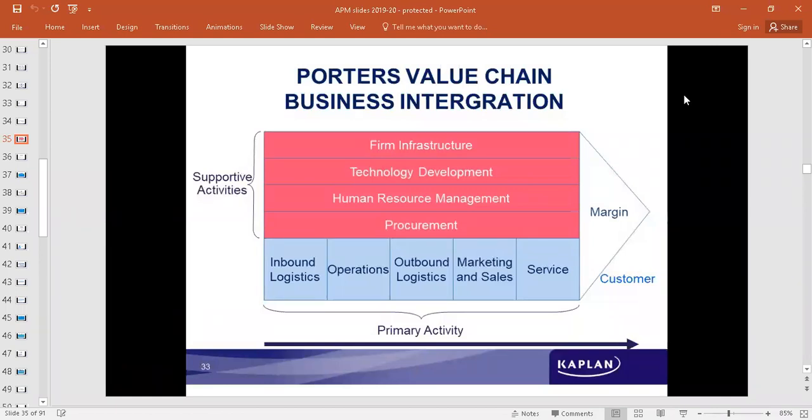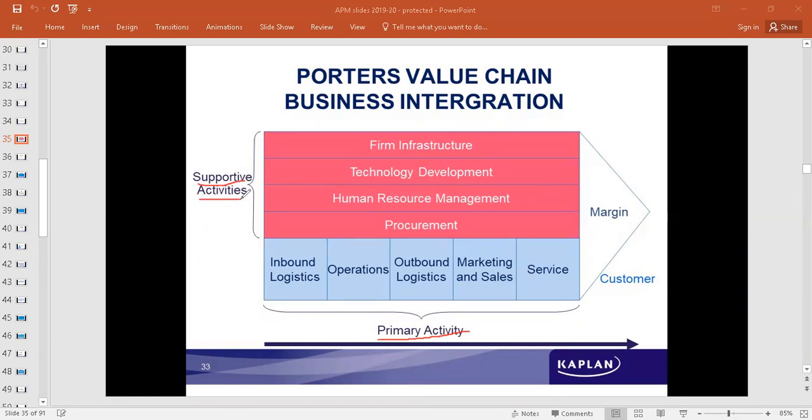model, wherein Porter, while explaining the organization, has divided the organization into 2 parts based on the activities that are taken up. The first set of activities are called primary activities. And for these primary activities to be carried on, there are certain other supportive activities. So first, let's look into the primary activities.